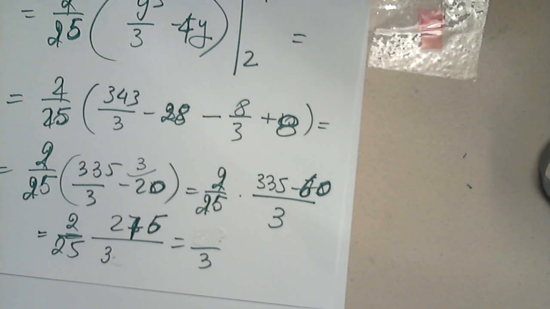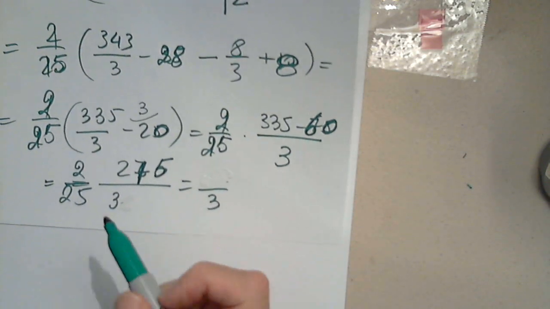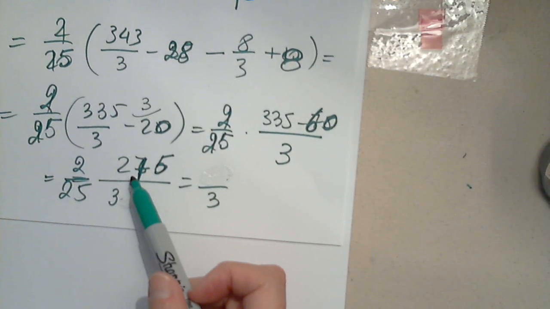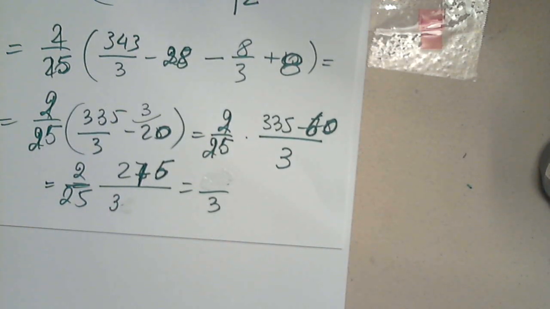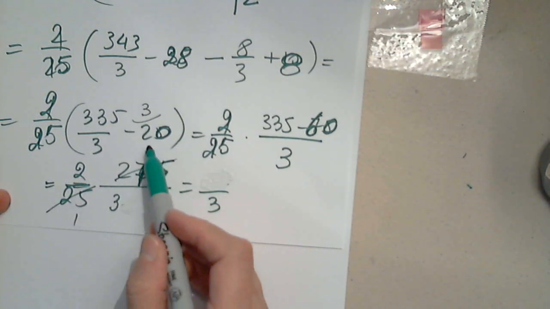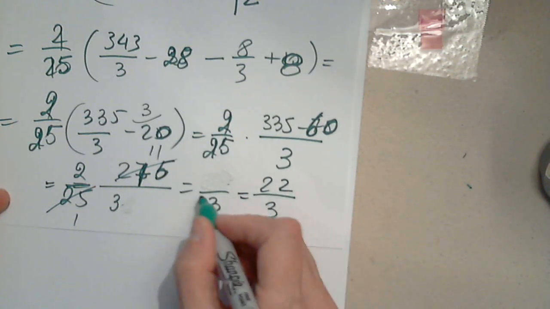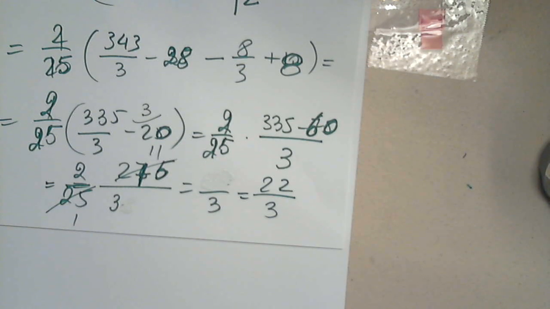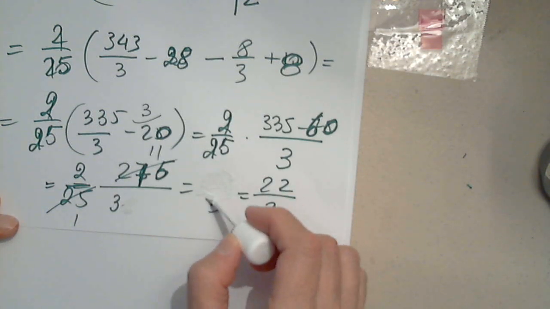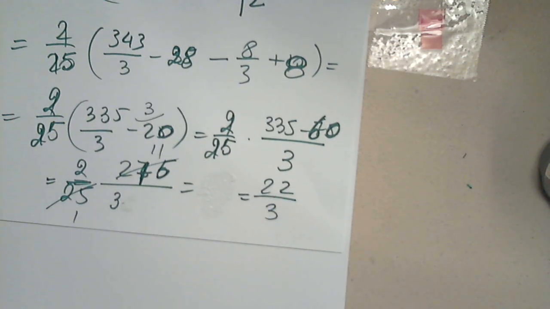Let's see what we get. And how much is 275 divided by 25? And that's 11. And we do get 22 over 3. I have to erase that because I can't write over it. It's still wet. And yes, we have to get the same answer. I rushed and I shouldn't have.